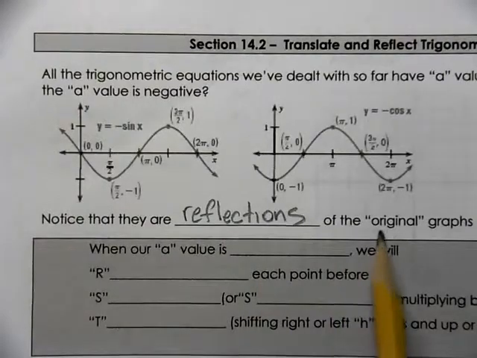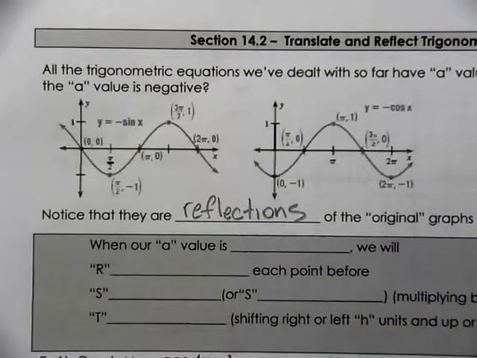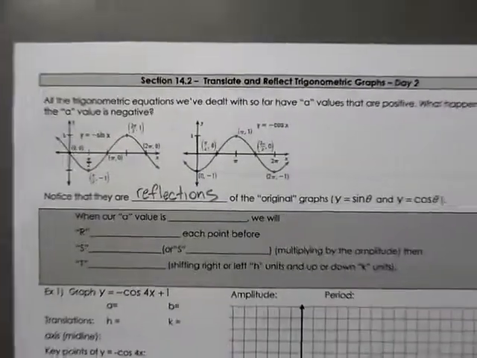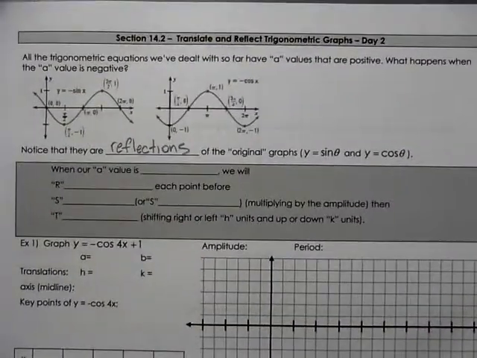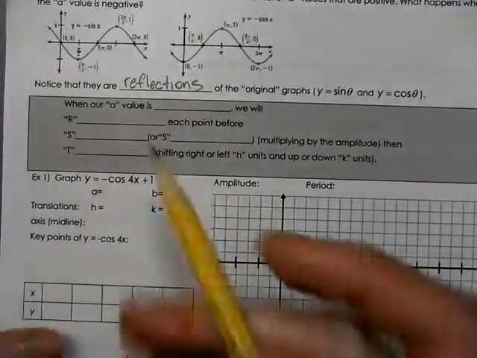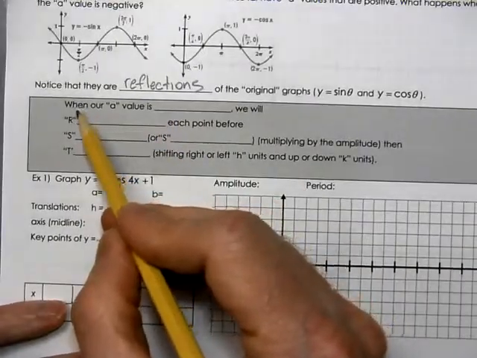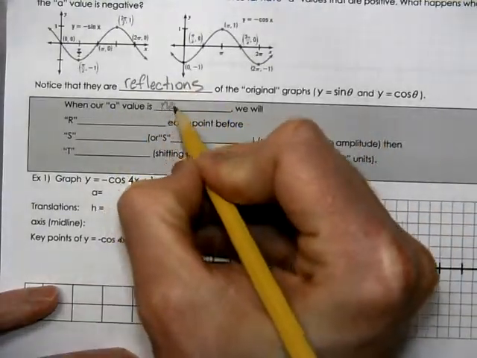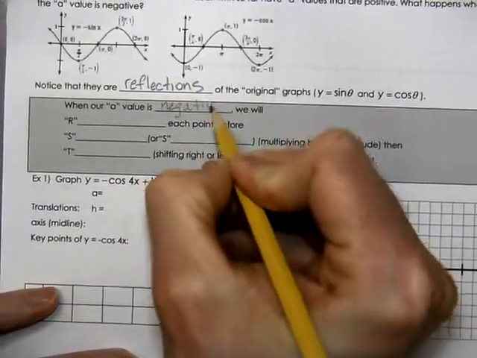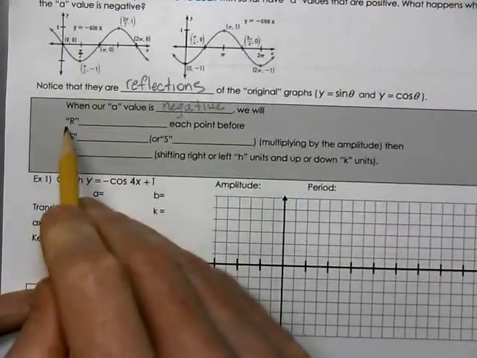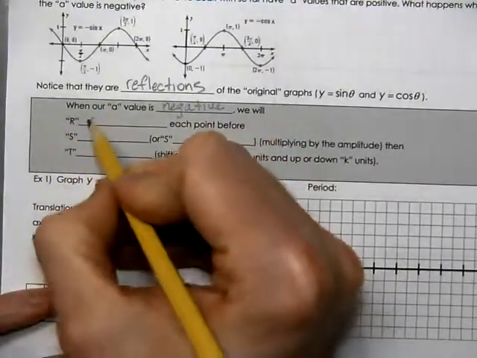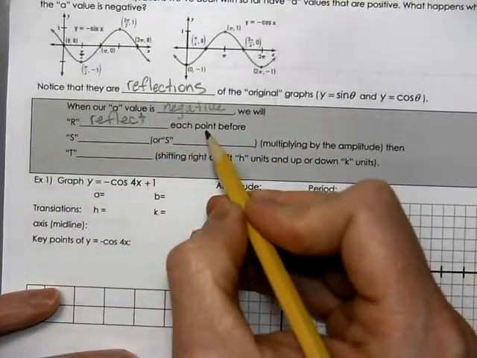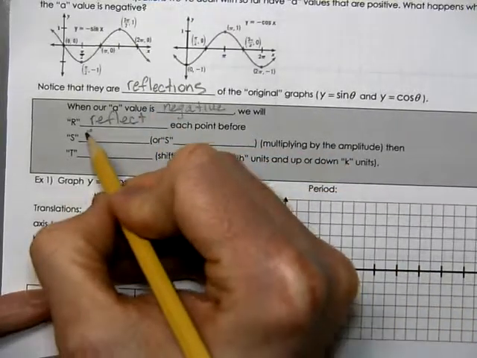They're reflections of the original graph of sine of theta and cosine of theta. That's just like saying sine of x and cosine of x. When we graph, we're going to notice that our a value is negative. So that means we're going to have a reflection. We're going to reflect each point, and then we're going to stretch.